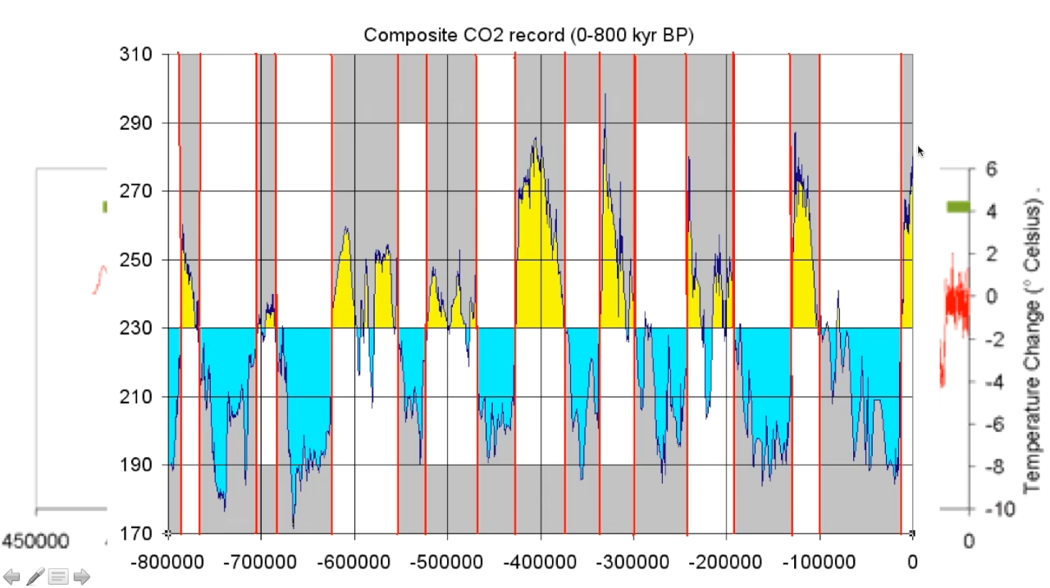But normally the average is roughly around here if we calculate everything. So roughly around 260, 265 parts per million.